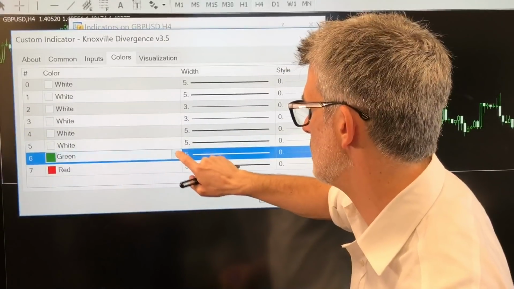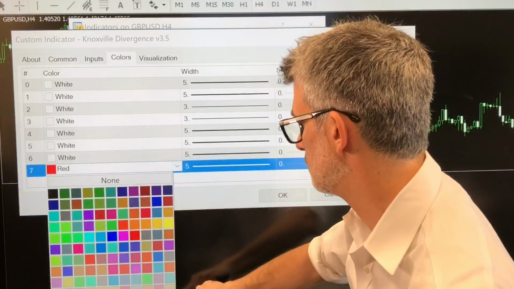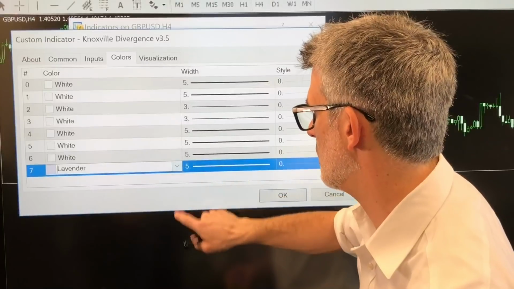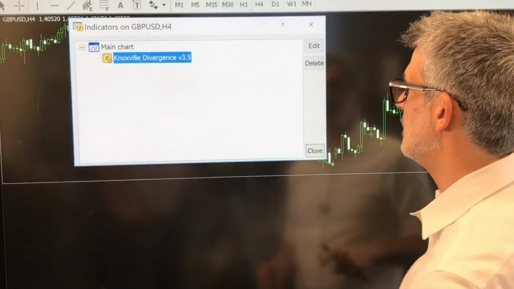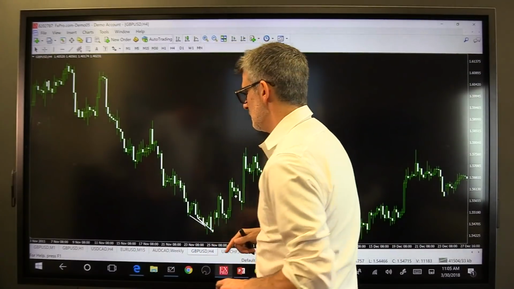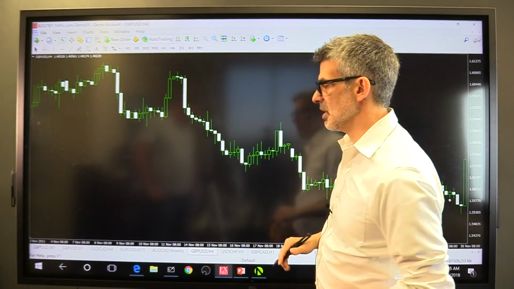And almost done. I changed one to lavender. Almost had the whole thing right. Now I click Close. Now we can go full screen, Nate, and I'm going to zoom in here so we can see these lines when they appear.